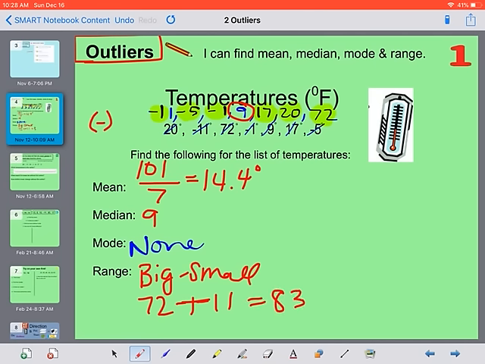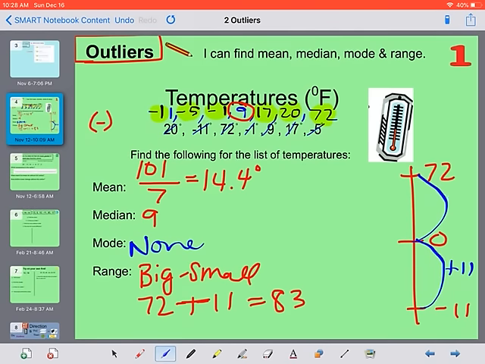What this is telling us is it's the range between the smallest number and the largest number. So on your thermometer, if this is 0 and we have 72 way up here, the difference between negative 11 and 72, well, we are really adding them together because the difference between here would be going up 11 and then going up 72 more. So yes, we did go up 83 degrees between negative 11 and 72.